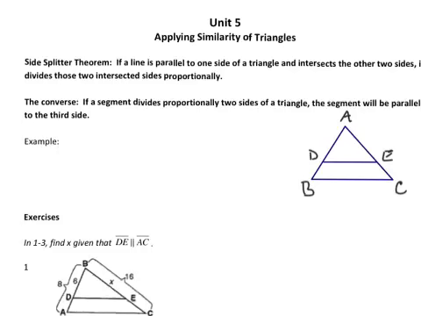In this lesson, we're going to look at what's called the side splitter theorem. It basically says if a line is parallel to one side of a triangle and intersects the other two sides, then it divides those two intersected sides proportionally.